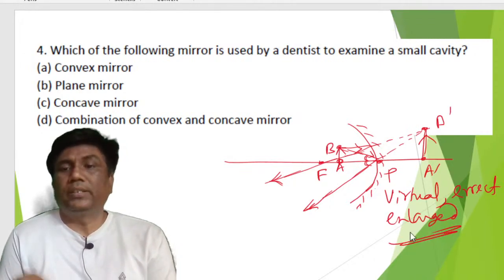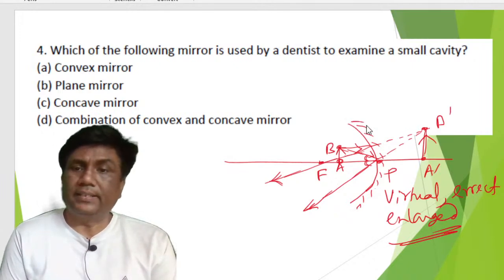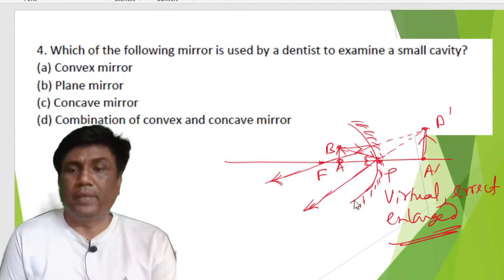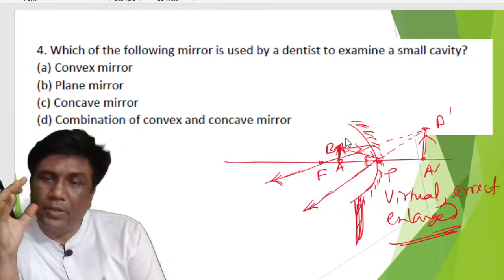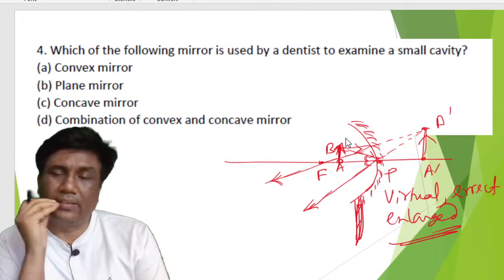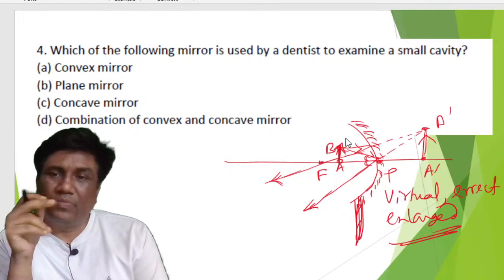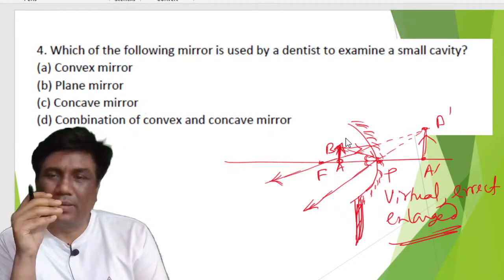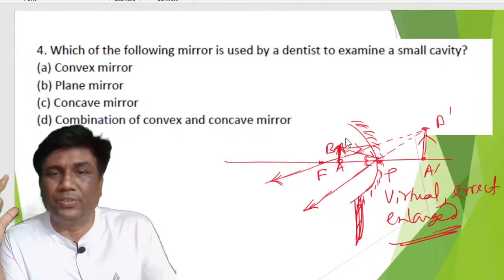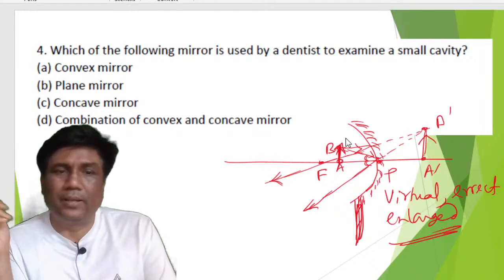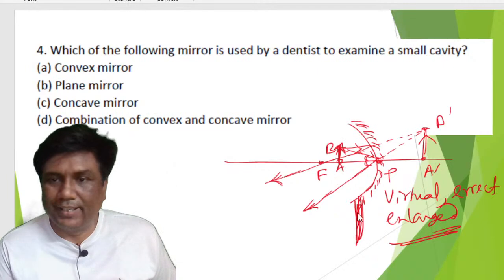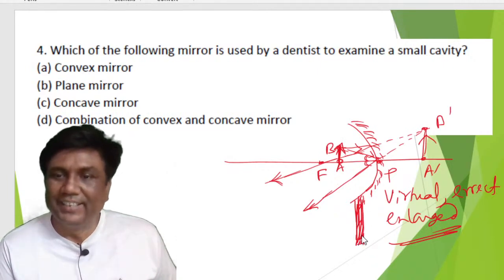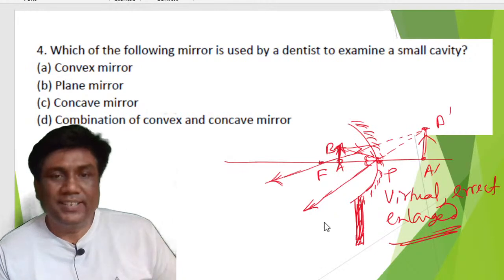So it is a virtual, erect and enlarged image. This technique is used by the dentist. Say this is the concave mirror used by the dentist, and he is holding it, and say this is the teeth. When the mirror is placed close to your teeth, the image of the holes or cavities will be enlarged, so it will be quite visible for the dentist to operate properly. And I hope this type of days will never come to your life. Anyway, good, the answer is concave mirror.